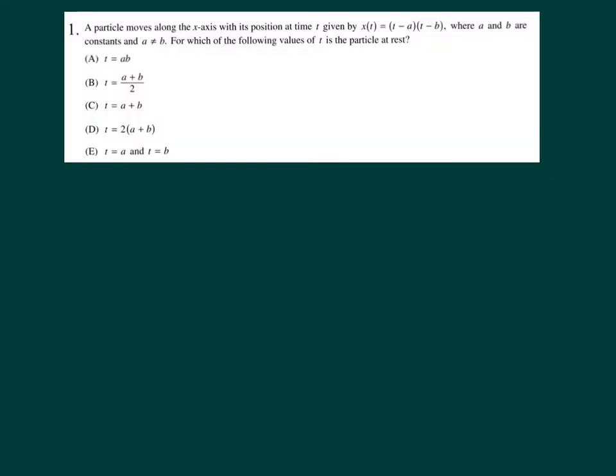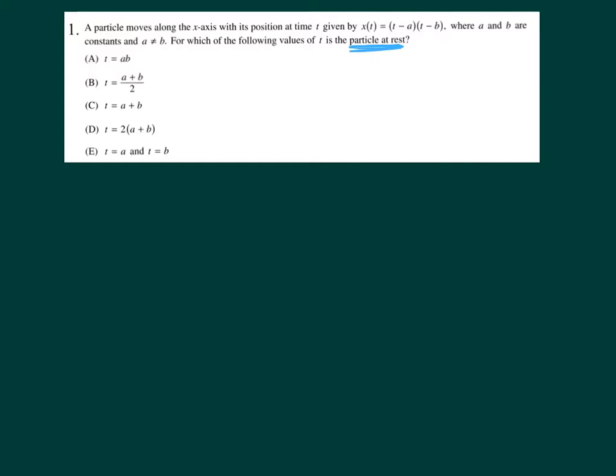Okay, this first question says a particle moves along the x-axis with its position at time t given by x of t equals quantity t minus a times quantity t minus b, where a and b are constants and a does not equal b. For which of the following values of t is the particle at rest? If we're talking about the particle being at rest, hopefully you are thinking that you are looking for the velocity, because rest is talking about a stoppage of movement. And as soon as we're talking about movement, we are talking about velocity.